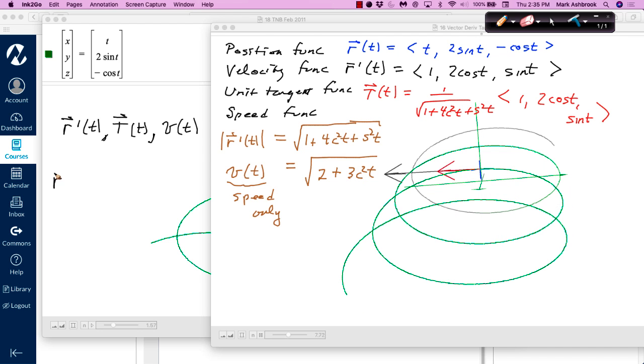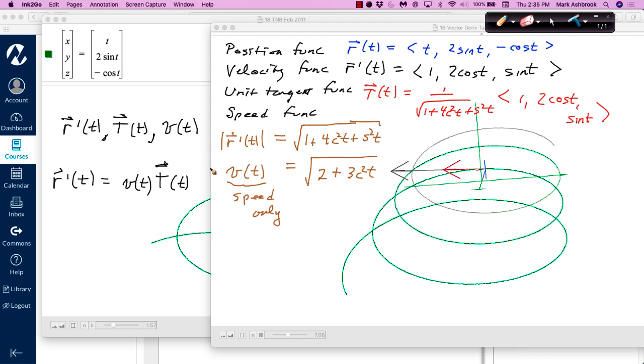R prime of t equals T of t times velocity, times v of t. Is that what the rest of you were thinking who raised their hands? That's it, because if you take the magnitude of it times the direction, you get the vector itself, right? It's got both together. So that's how those three are related.